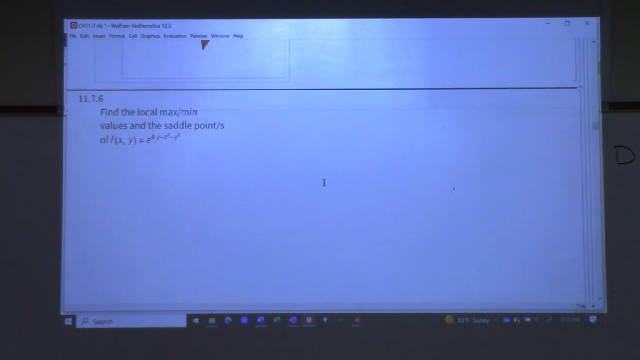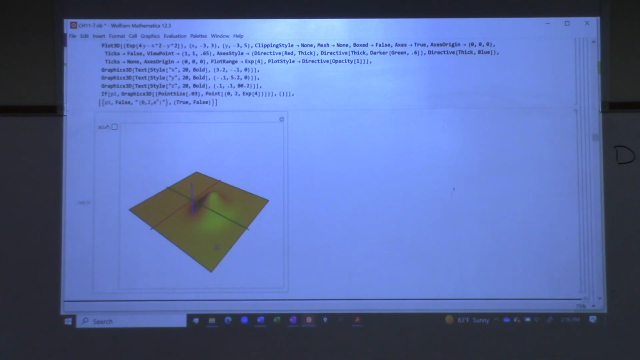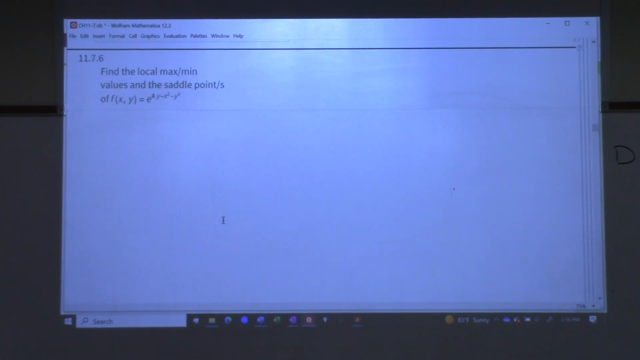All right, this one right here is e raised to the 4y minus x squared minus y squared. Should we look at it first? Do you want to see it first? It's the pimple function. It's just a pimple. That's all it is. I wonder where the local max is. So we can see from this picture, it looks like we're just going to get a local max, right? That's what it looks like. All right, we've got to find it though, right?